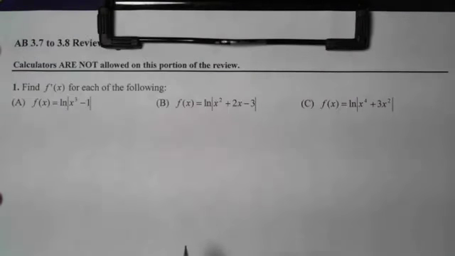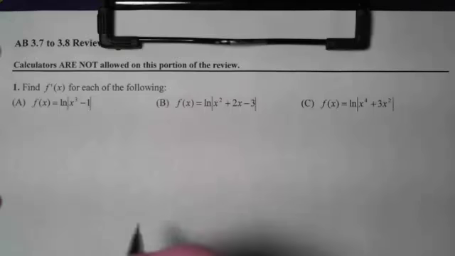This is the 3.7 to 3.8 review. Calculators are not allowed, number 1. For all three of these, we are taking the derivative of a function involving log naturals and absolute values. And in order to take the derivative, until we see a pattern, we're going to have to break down these absolute value functions into the piecewise functions that they actually represent.